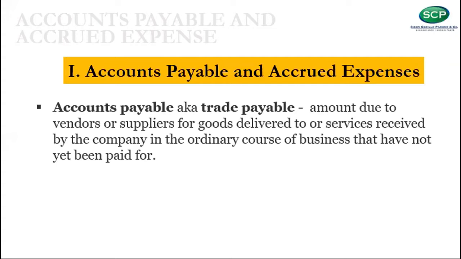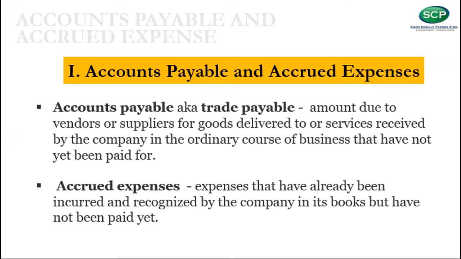Accounts payable, which is more commonly known as trade payable, is an amount due to vendors or suppliers for goods delivered to or services received by the company in the ordinary course of business that has not yet been paid for. The liability side of purchases of inventories on credit is charged to the trade payables account. Accrued expenses, on the other hand, is an accounting term used for expenses that have already been incurred and recognized by the company in its books, but have not been paid yet.